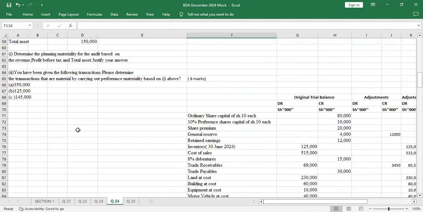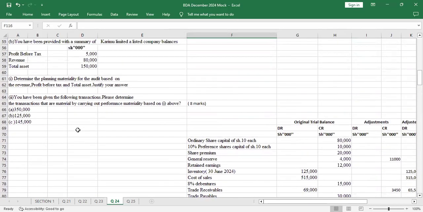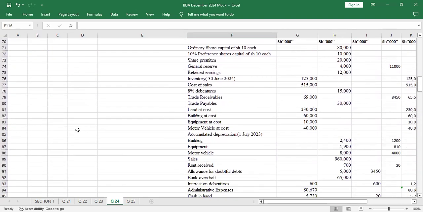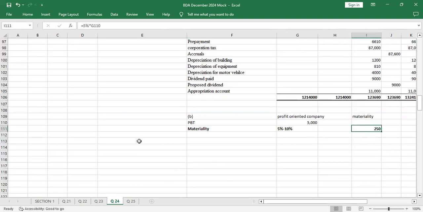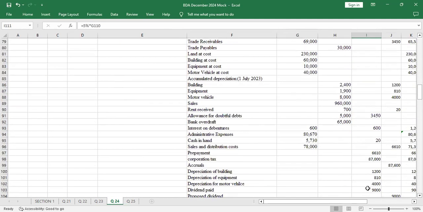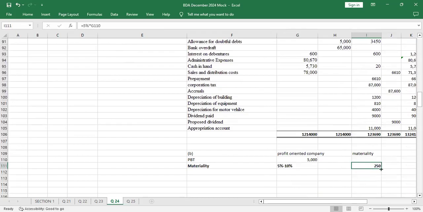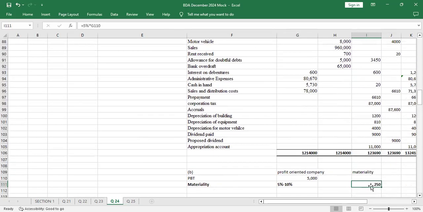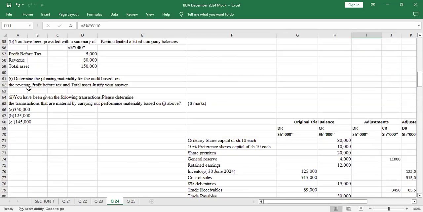Then we go to the last part. Part 2, you have been given the following transactions. Please determine the transactions that are material by carrying out performance materiality based on one above. So one above is this 250. So we'll use this 250 to determine whether these transactions are material or immaterial to the company. So we have 350,000. So remember, this 250, because the shillings were in 1,000, is 250,000. So it's not 250, it's 250,000. So this 350,000 is 350. Yeah, because the shillings were in 1,000.